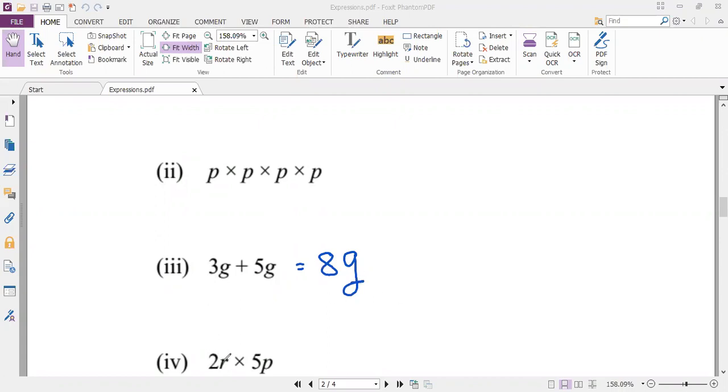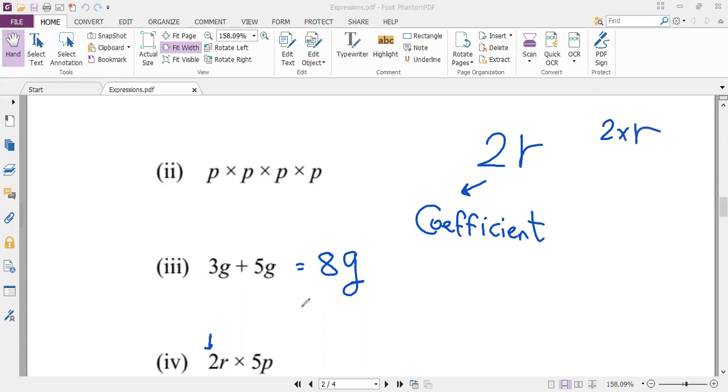Okay. 2r times 5p. We are multiplying, so multiply the coefficients. 2r. 2 is called the coefficient. The coefficient is the number which is written in front of the letter. So 2r, it's 2 times r. So 2 times 5 equals 10. And r times p, it's rp.